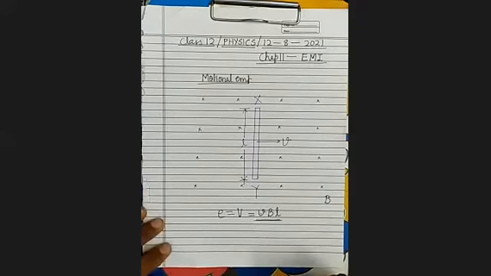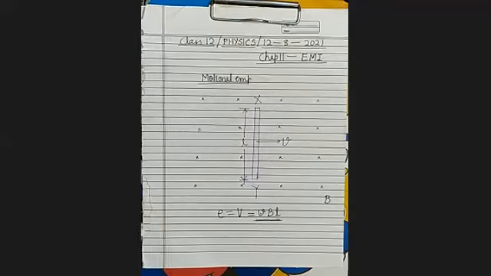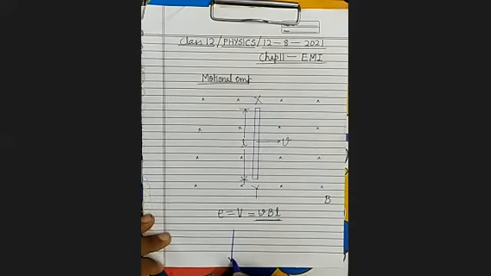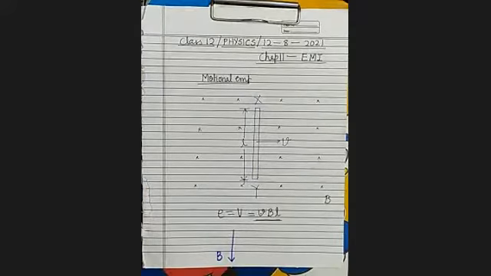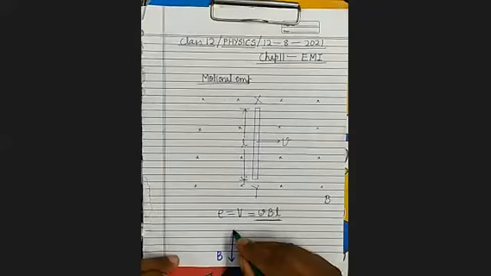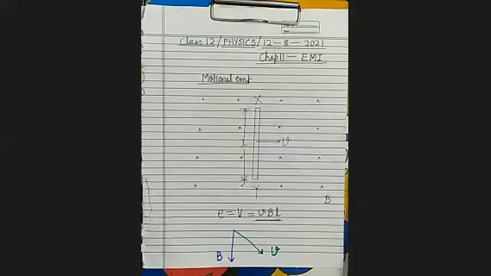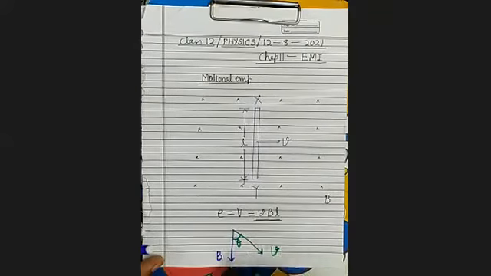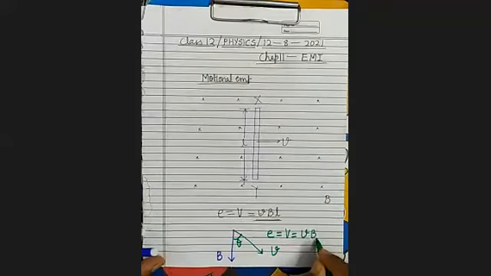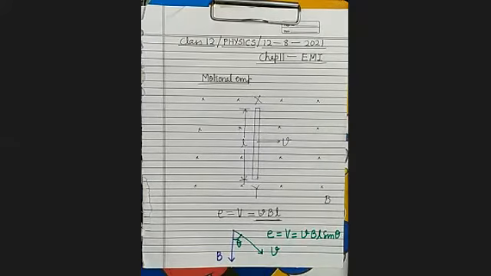Now suppose the magnetic field is in this direction, that I also told. The magnetic field is directed downward and the conductor is moving slantingly to the magnetic field with a velocity v. Let it make angle theta here. So what will be the induced EMF? Here the induced EMF will be equal to VBL sin theta. It's clear. This will be the induced EMF.